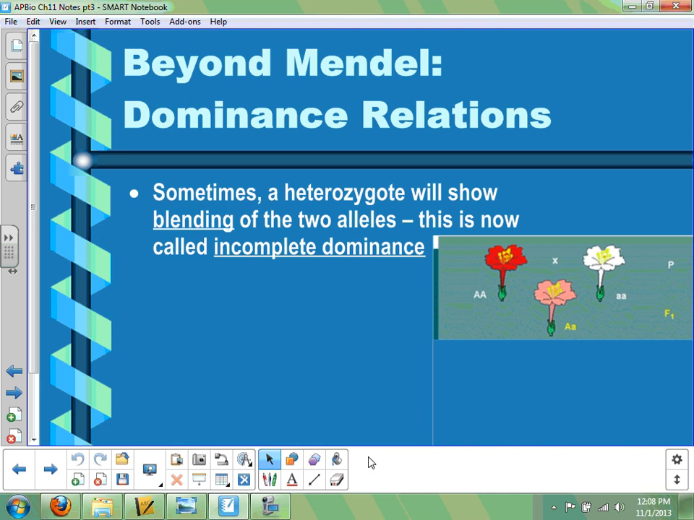Now the symbols we use to show incomplete dominance are not standardized. So sometimes you'll see people using just the regular capital and lowercase letters. Sometimes someone may use R and R for red and W for white and R and W for pink. There's no standardized form here. Incomplete dominance is definitely rarer than just a normal dominant relationship.